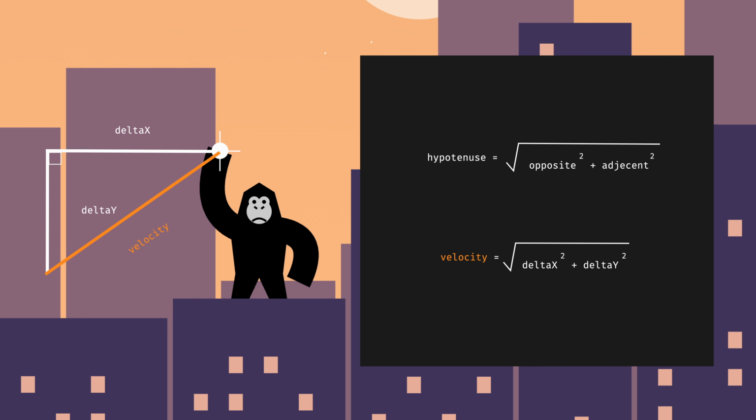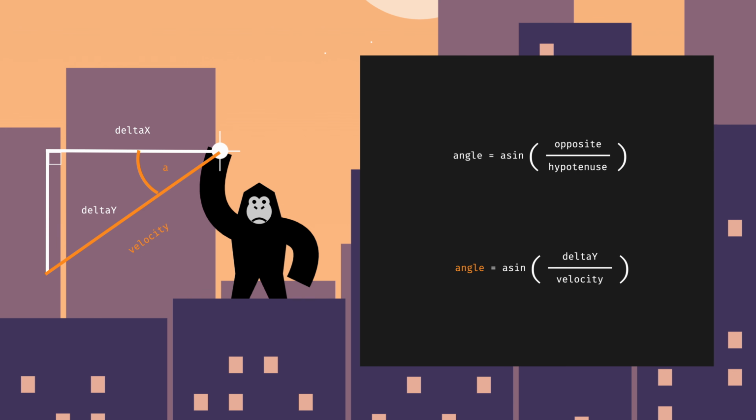In a right-angled triangle, we can calculate the length of the hypotenuse by adding together the squares of the two other sides and taking the square root of that. In our case, if we add together the squares of delta x and delta y, then take the square root of the sum, we get the velocity. We can also calculate the angle by dividing the length of the opposite side by the hypotenuse and taking the inverse sine of that. In our case, if we divide delta y by the velocity and take the inverse sine of that, then we have the angle.